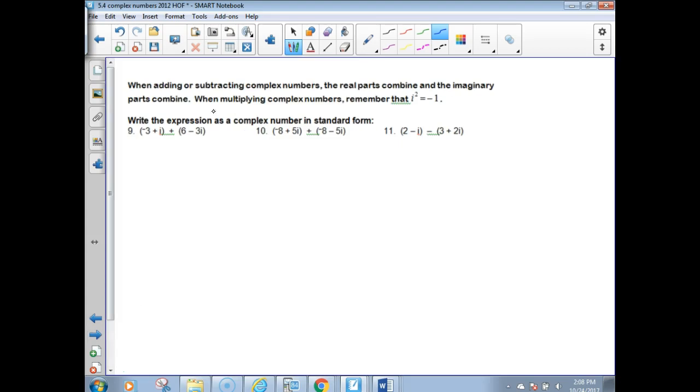Okay, next. When adding or subtracting, carefully make sure you know what you're doing here. Adding or subtracting complex numbers, you're going to combine like terms. Combine the reals and the imaginaries. When multiplying complex numbers, don't forget that i squared is negative 1. Super important. So what we do when we do number 9 is we drop the parentheses, and then we look at the terms and combine like terms. Negative 3 plus 6 would be 3, and i minus 3i would be minus 2i.